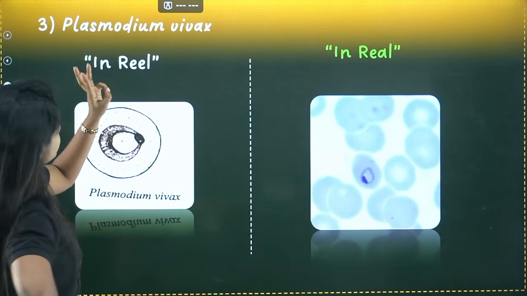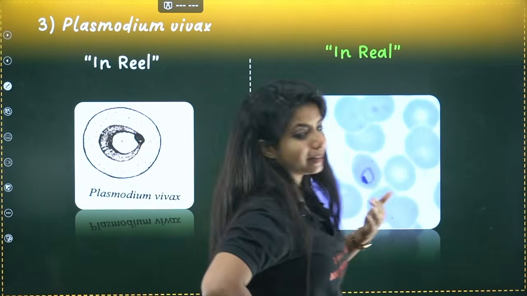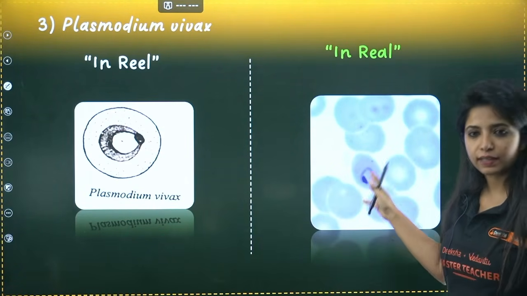And now we have the third one, which is Plasmodium vivax. Plasmodium vivax, as I told you, it's a famous guy. It causes malaria. In real, it looks like this. In real also, it looks somewhat like this.